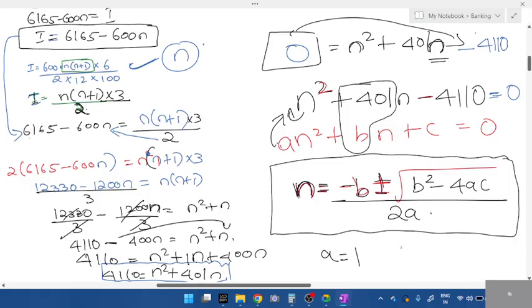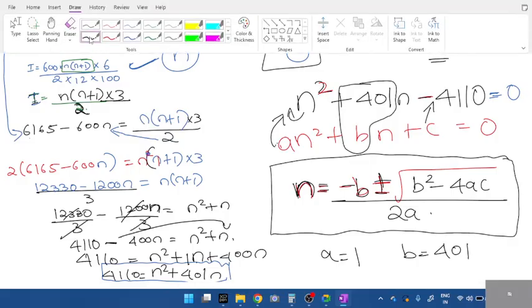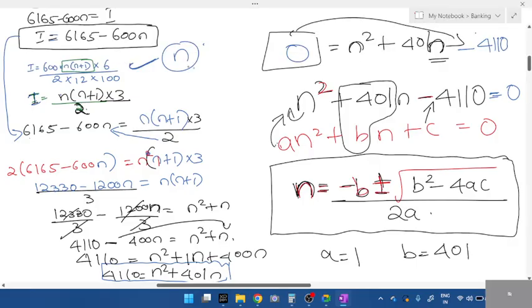401. What about c, students? What is the c value given here? C is the constant. Just take the number, minus 4110. Yeah, make a note. Go through this. The formula which I have highlighted, we use this specific formula to find the number of months, the time period question.